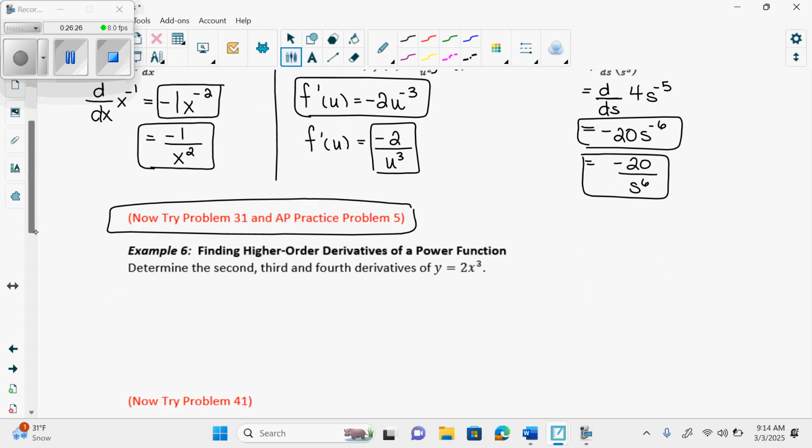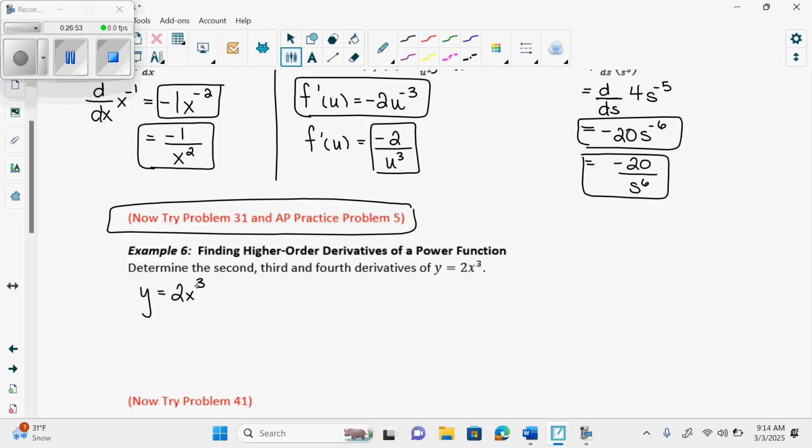Okay, higher order derivatives. If you're given a power rule question, higher order derivatives are quick because you do power rule and then you do another power rule and you do another power rule and keep going for life. So this one wants us to determine the second, third, and fourth derivatives of that. So if I have y equals 2x to the 3 and I do power rule to get it, the next derivative, I can do power rule to get every derivative, so it's quite quick.